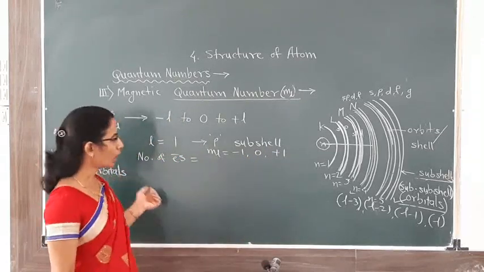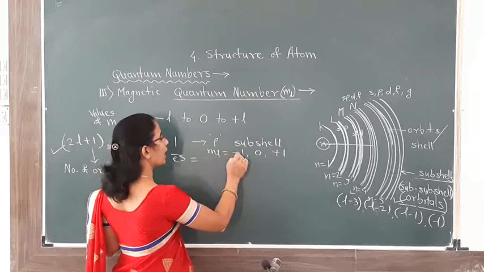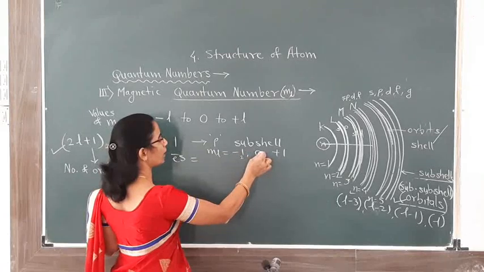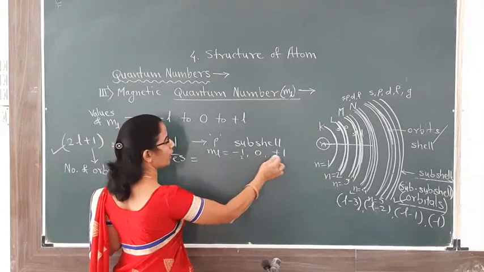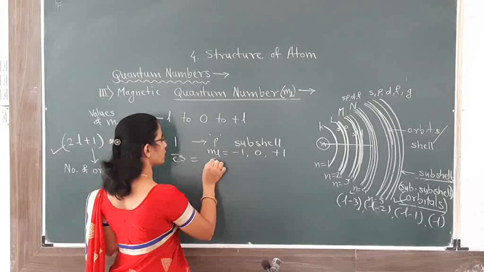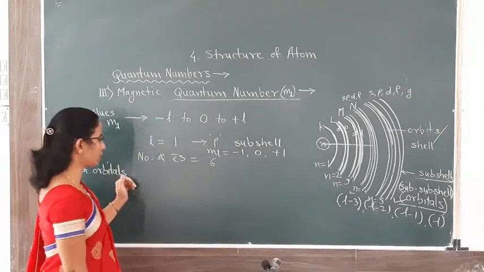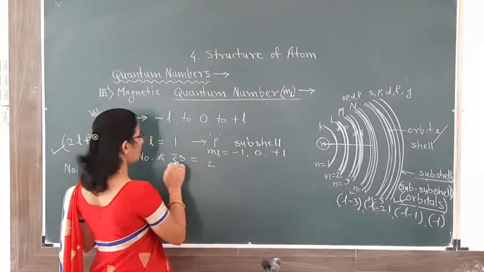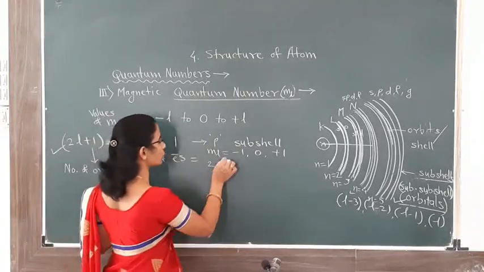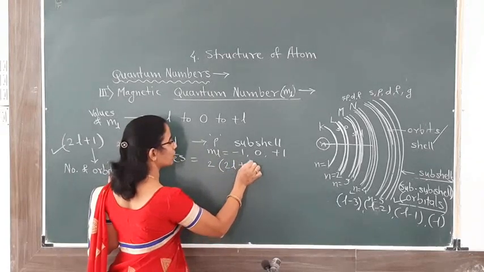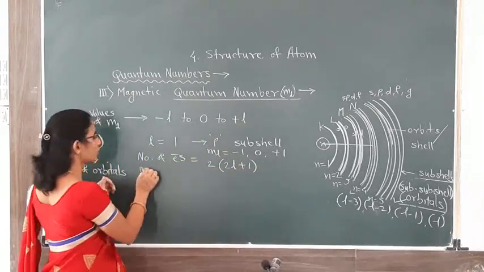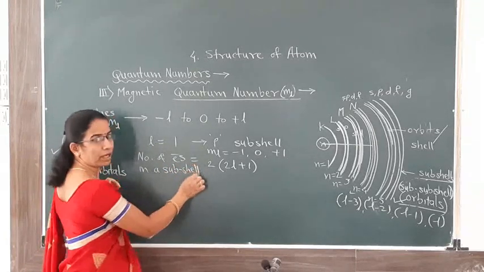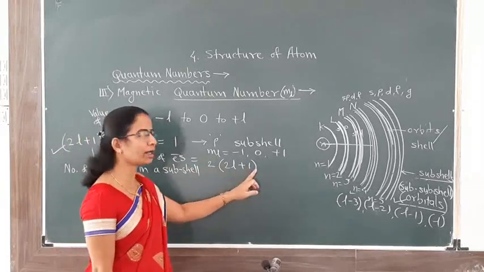For this p subshell, the values of ml are minus 1, 0 and plus 1. And the number of electrons in every orbital is 2. Means this orbital will possess 2 electrons, this will possess 2 electrons, and this will possess 2 electrons. So the number of electrons is 6. So here we can give a simple formula for counting the number of electrons in a given subshell as 2 into (2L plus 1).